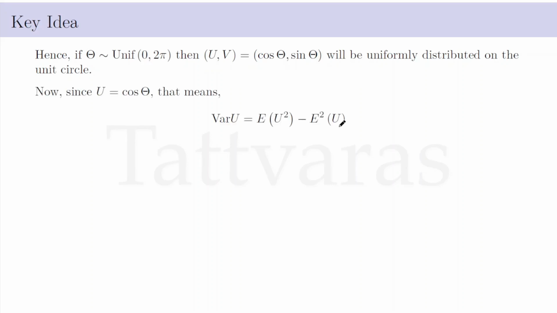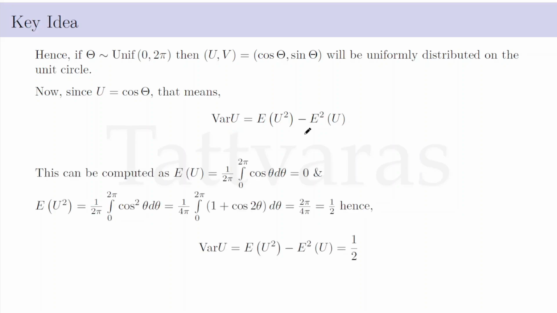Now we just have to find the variance of u. Now things are very easy, because we will just apply the formula for variance: variance of u equals expectation of u squared minus the square of the expectation of u. Now u is equal to cos theta and theta follows uniform. So again we can compute these expectations very easily as follows. Expectation of u is nothing but the integral of cos theta from 0 to 2 pi times the uniform PDF. This will be 0 due to the periodicity of the cosine function.